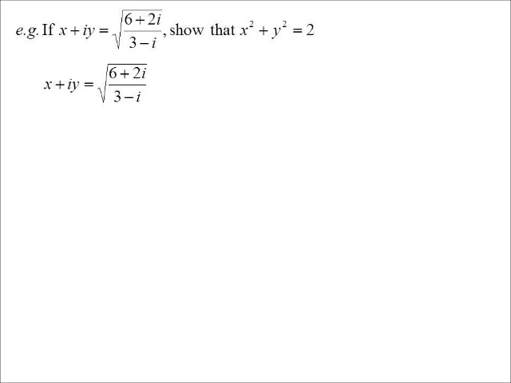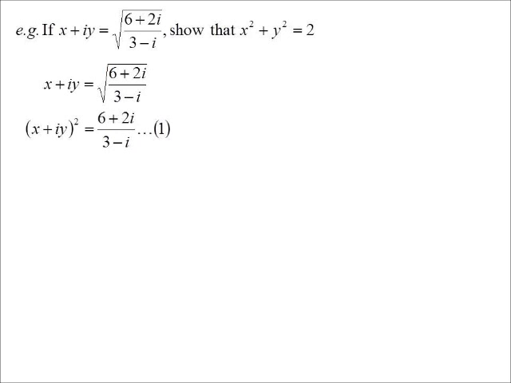So we're told x plus iy is the square root of this wonderful complex number. We need to show the real part squared plus the imaginary part squared, by the way, that would be modulus squared, is equal to 2. Okay, so there's our number. But if I square both sides, that's a bit easier to play with then.